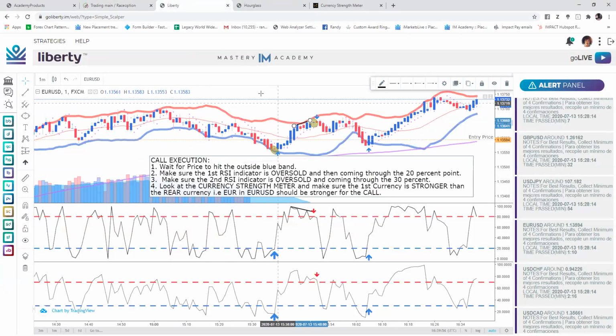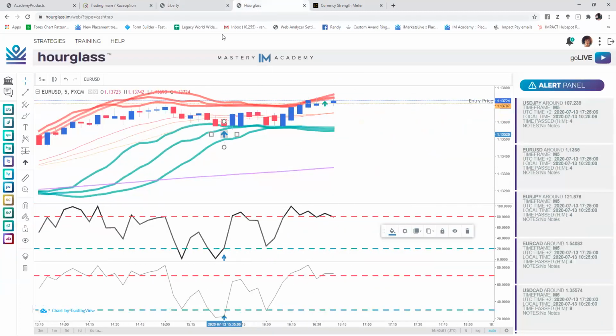Now you can decide to use Liberty on its own if you want, and it will work perfectly fine. Okay. I just like to do a little bit extra to give me that confirmation.